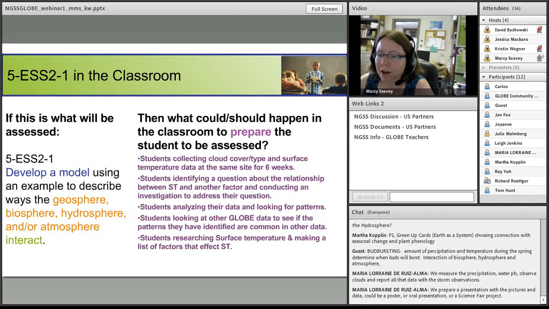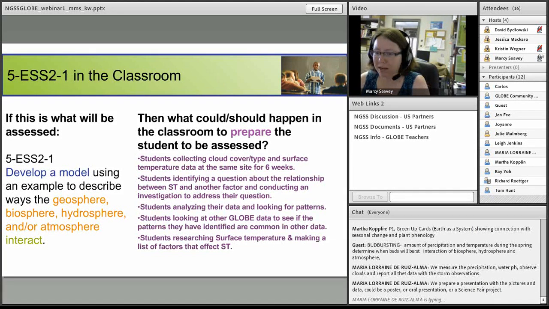You could also have students identifying a question about the relationship between surface temperature and another factor, and have them identify what that other factor is, and conducting their own investigation to address their own question. So that'd be an example of where the assessment is going to be about them developing a model, but in preparing to develop that model, they may need to design their own investigation and complete it so that they have some data that they could use in the development of their model.